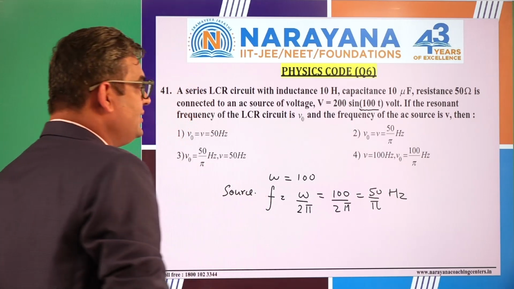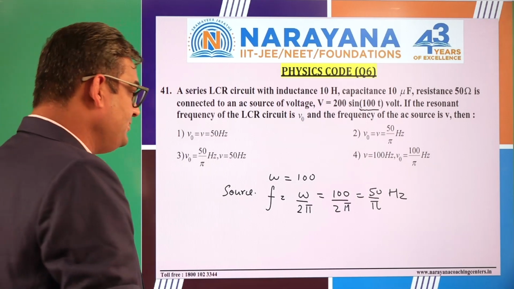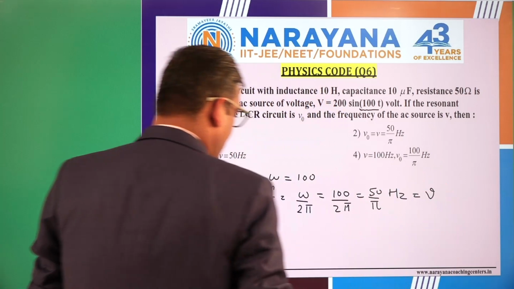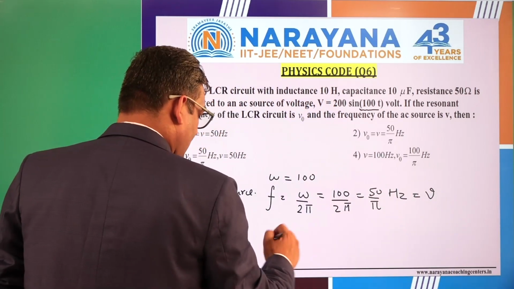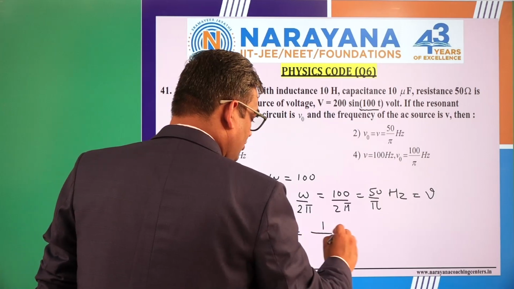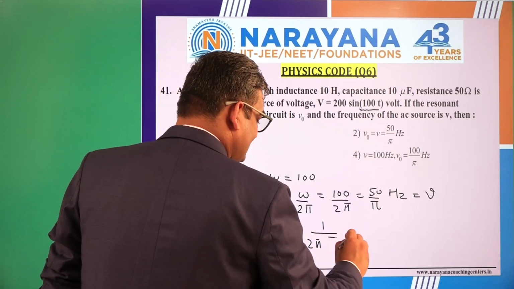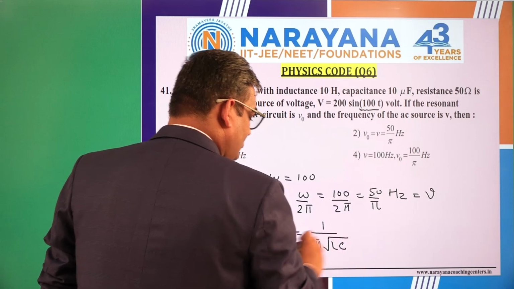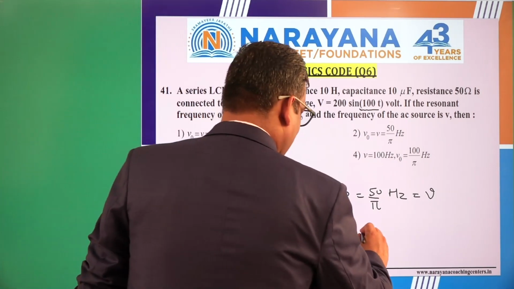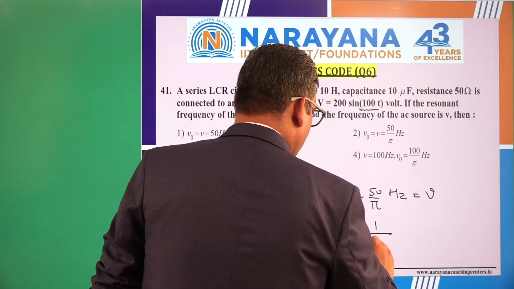Now we have to calculate the resonant frequency also. In our question, this value is given as nu naught. Now the value of nu naught is going to be 1 by 2 pi under root of LC. As we know, resonance frequency is given by this expression. So this is going to be 1 by 2 pi.